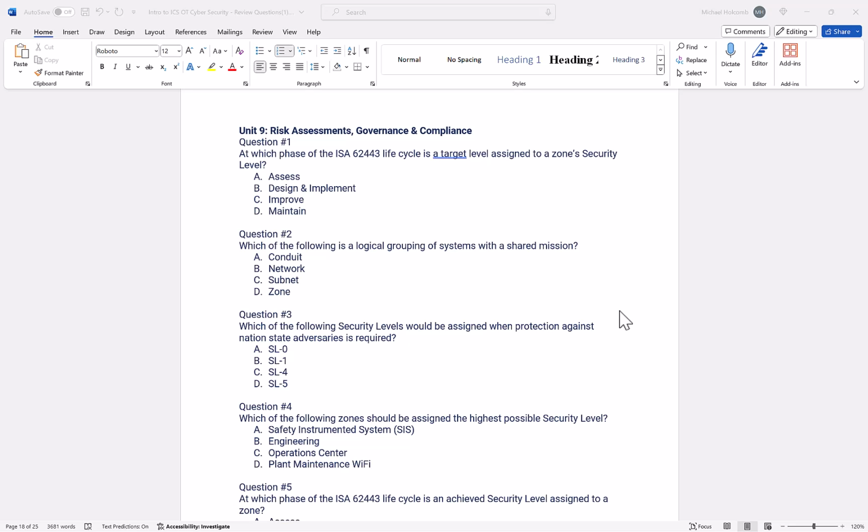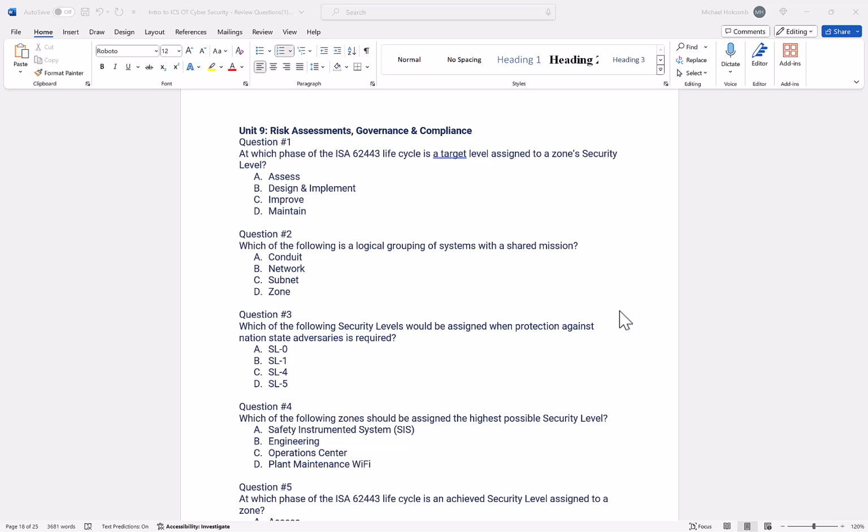Then design and implement, where we design what security controls we're going to deploy, and we use those to improve security over time, and then we can maintain that. But we always really want to be improving, right? We never want to stay stagnant.